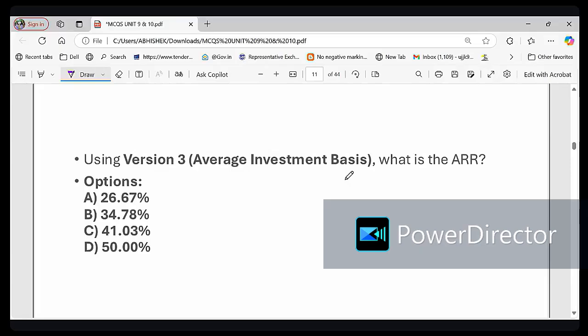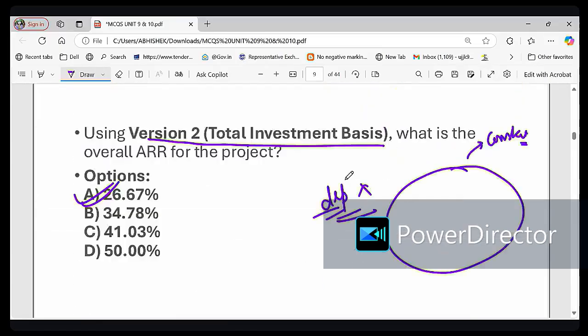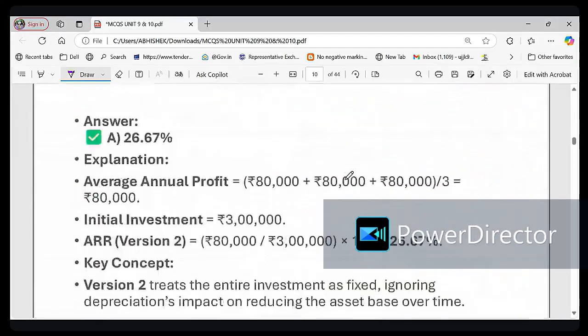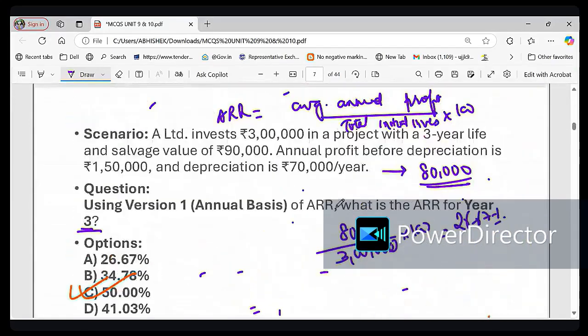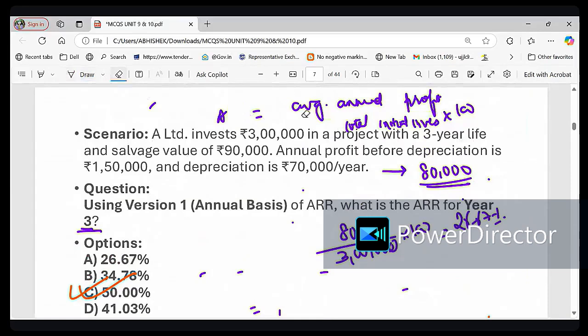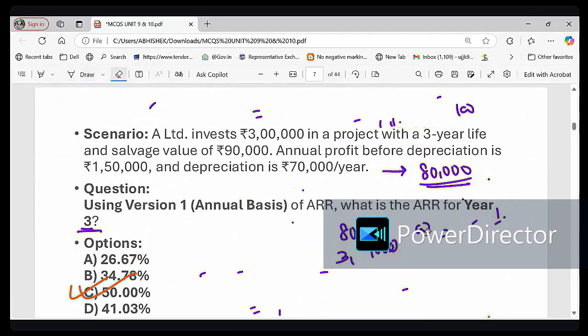So again, come back to this question. Let me show you the question. What is version number 3? It's about the average investment basis. You have to calculate ARR based on the average investment basis. Same question but version 3. How to go about calculating the ARR using the average investment basis? The problem is the same: the company is investing 3 lakh in a project with a 3-year life.